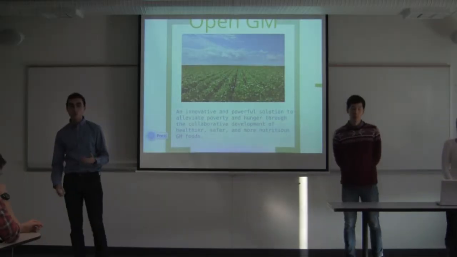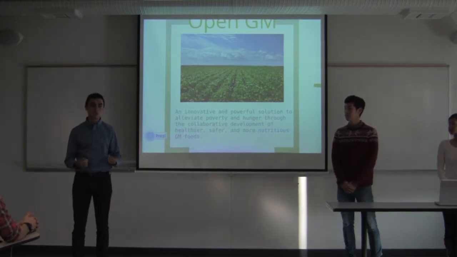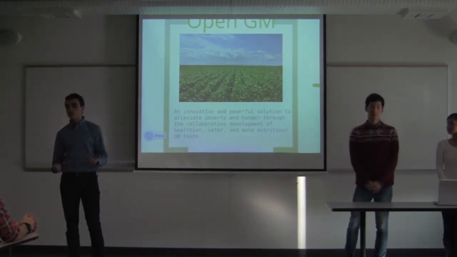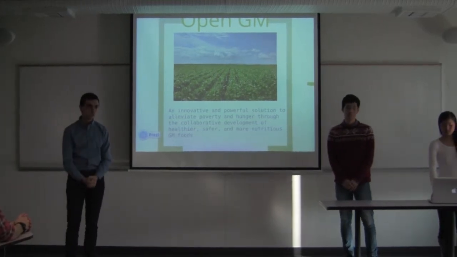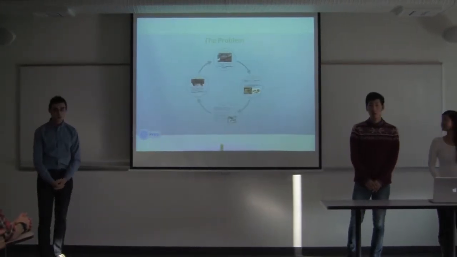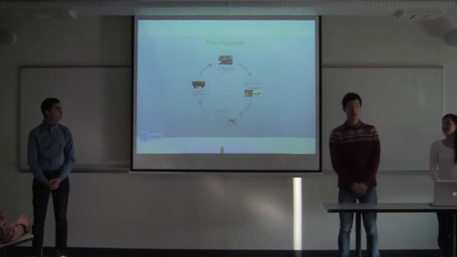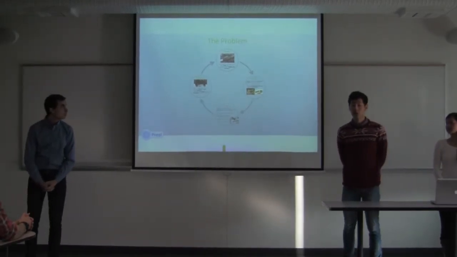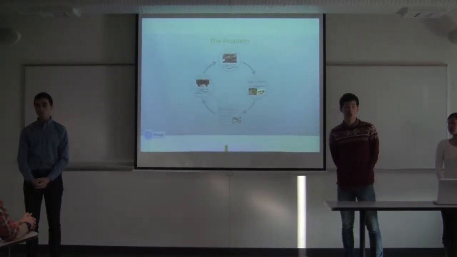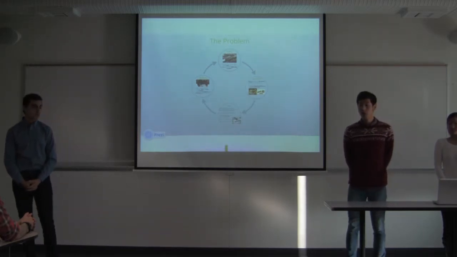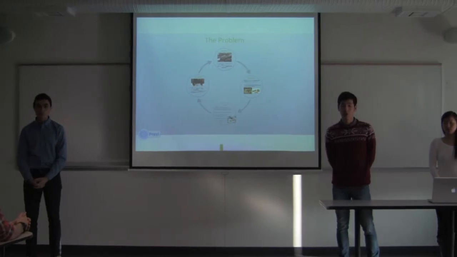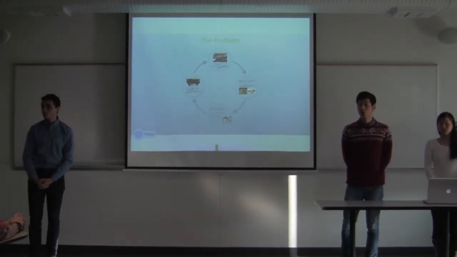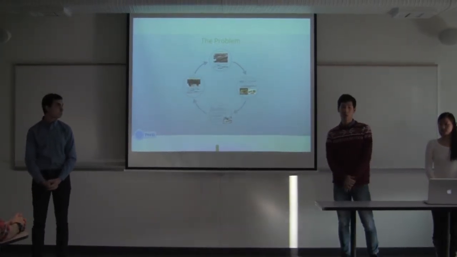Addressing the problems of poverty and hunger through open-sourced GM foods. So before we explain what that means, we're going to overview the problems of poverty and hunger. Our group's problem is poverty, and we believe that poverty has a direct relationship to nutrition, health, and education. And we conclude that poverty is the strategic connection to education, health, and nutrition. And a solution to poverty will also alleviate all these other problems.